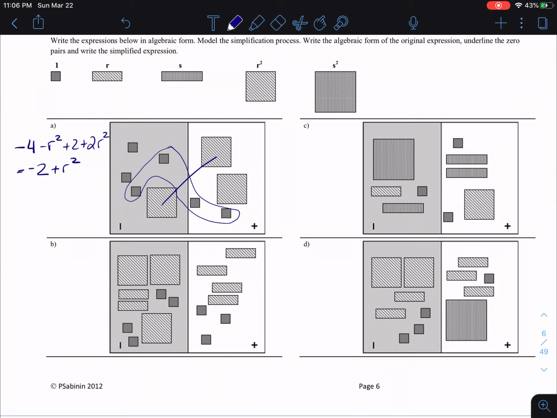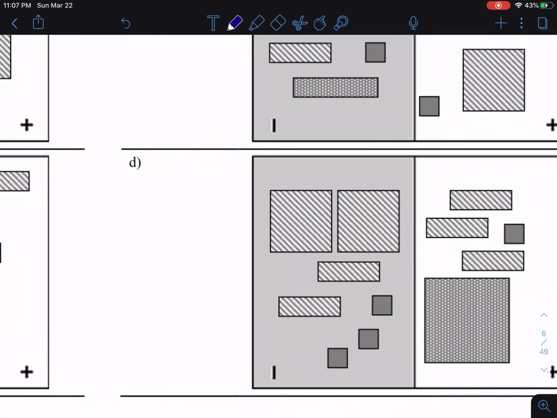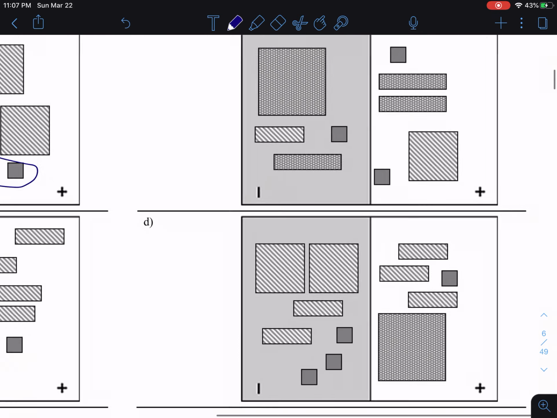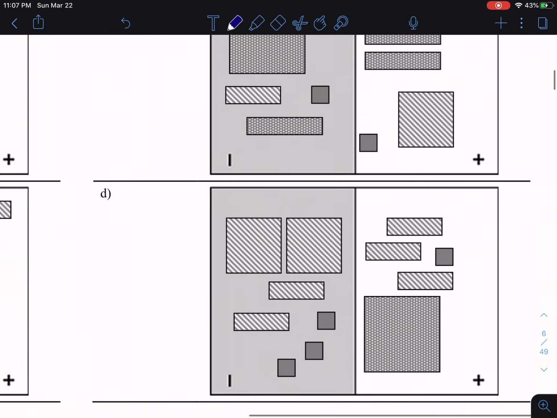Now I'd like you to pause this video and complete the B, C, and D on this particular page. So once you've completed, we're going to do D together. And let me just remind myself, R and S.